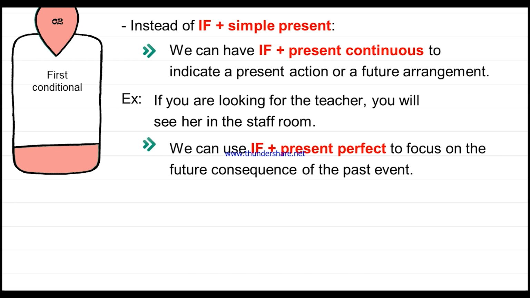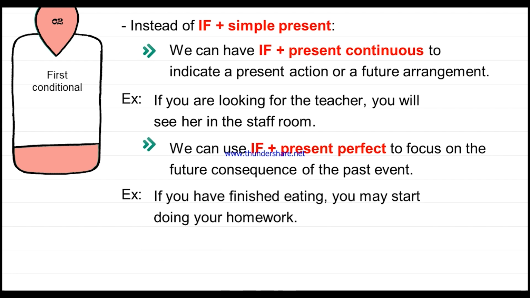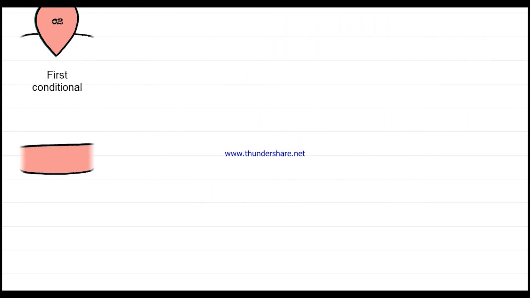And we can use if plus present perfect to focus on the future consequence of the past event. For example, if you have finished eating, you may start doing your homework. The finished eating is a completed action, while doing the homework hasn't started yet. So this is to focus on the doing your homework part if the condition, finished eating, has already been completed.